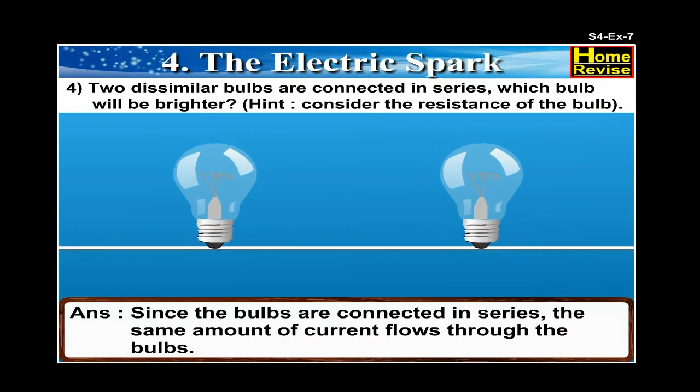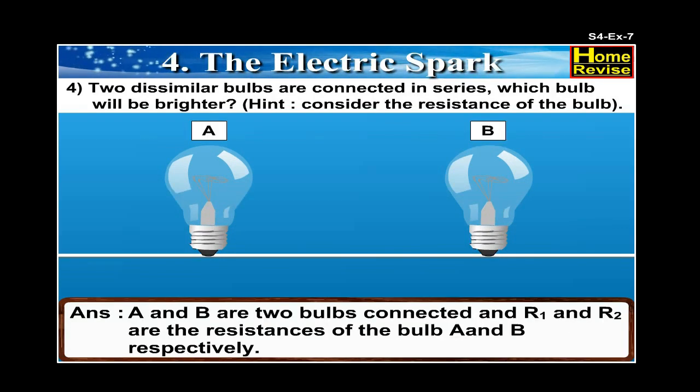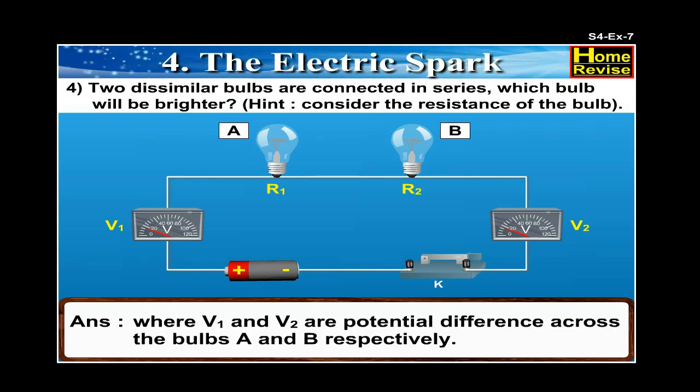Since the bulbs are connected in series, the same amount of current flows through the bulbs. A and B are two bulbs connected, and R1 and R2 are the resistances of the bulbs A and B respectively. Then R1 is equal to V1 upon I and R2 is equal to V2 upon I, where V1 and V2 are potential difference across the bulbs A and B respectively.